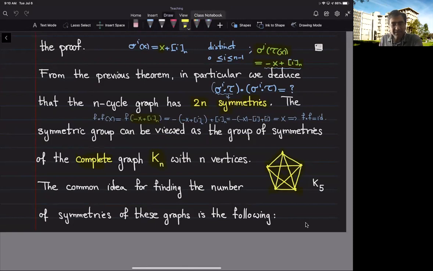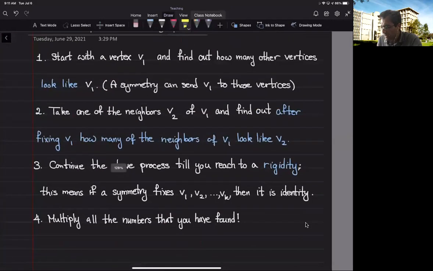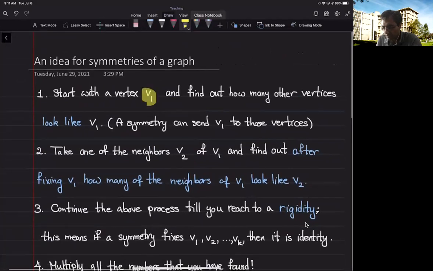Now, the way that we understood how many elements the symmetric group has has a similarity with how we understood symmetries of the n cycle. And this is a common idea of finding the number of symmetries of a graph. We start with one vertex. We ask ourselves, where can we send this particular vertex v1? Okay, we find out that v1 can be sent to this set of vertices.